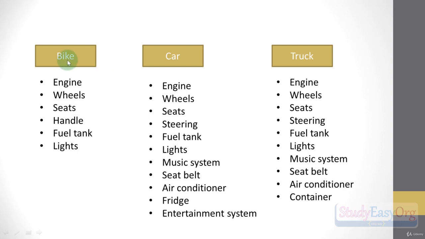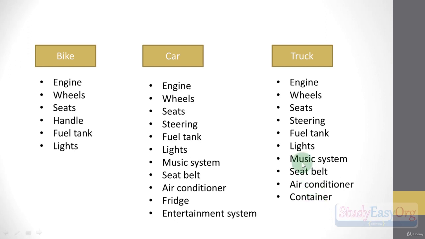Now moving forward, these entities, bike, car and truck, have some properties. These properties are listed in front of us. Now what are the properties for these entities? Bike has engine, wheels, seat, handle, fuel tank, lights. Then in car, if we check, the properties are engine, wheels, seat, steering, fuel tank, lights, music system, seat belt, then air conditioner, fridge, entertainment system. In truck, if we check, the properties are engine, wheel, seat, steering, fuel tank, lights, then music system, seat belt, air conditioner, then a container, right?